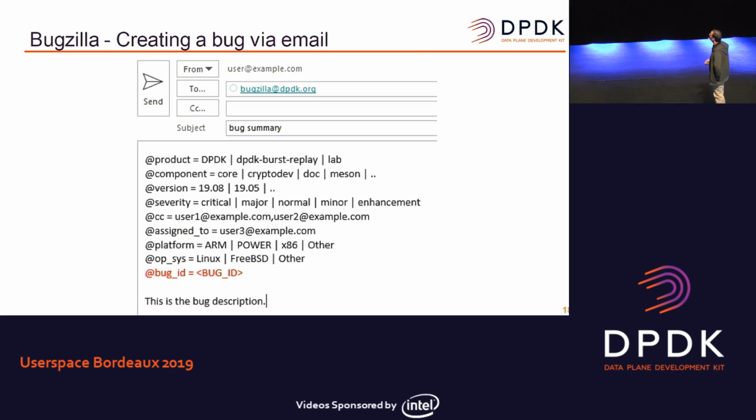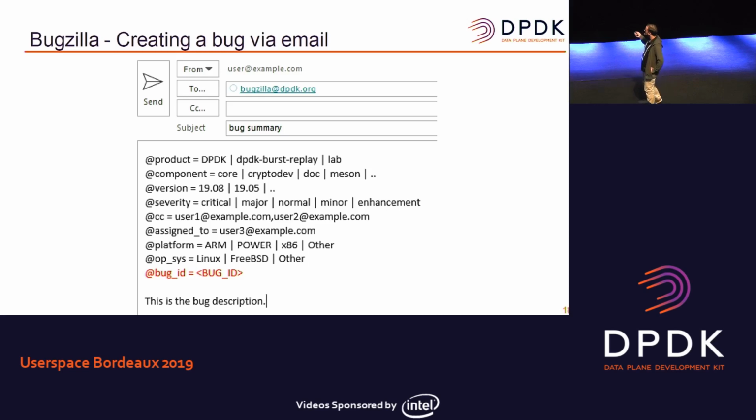Here's another way of how to create a bug. You can also create bugs with email. You just need to add this kind of headers or fields: product, component, version, severity. There are a lot of fields that you can fill. You can find them in the documentation somewhere.